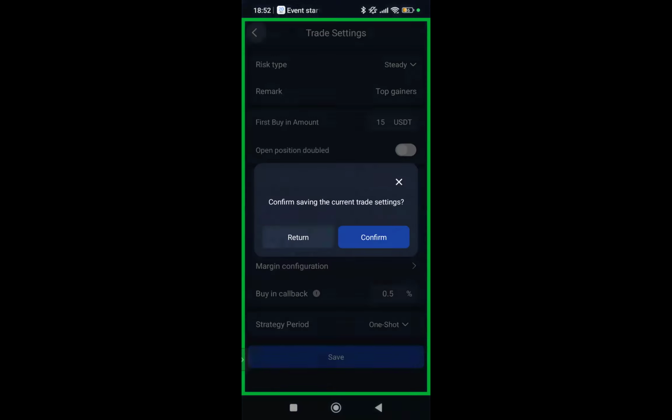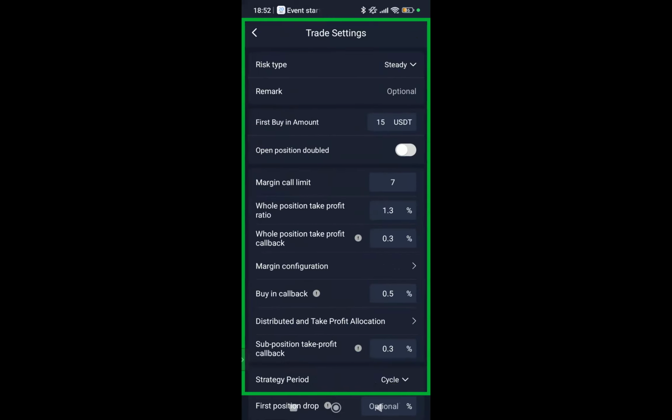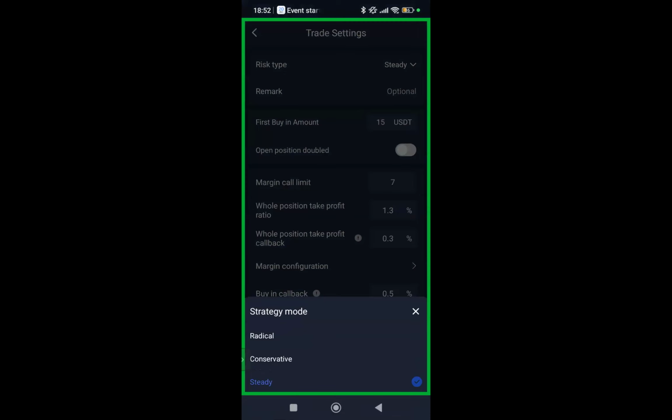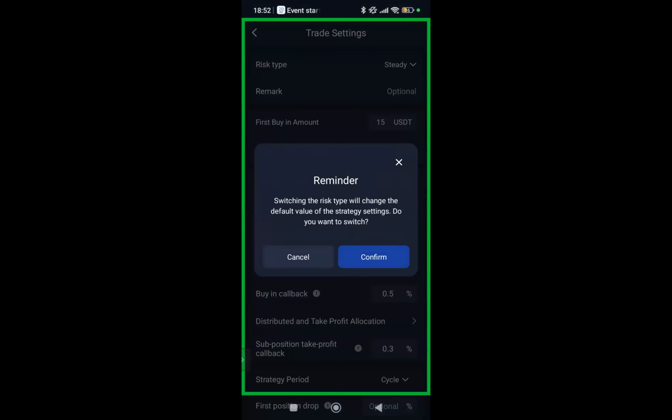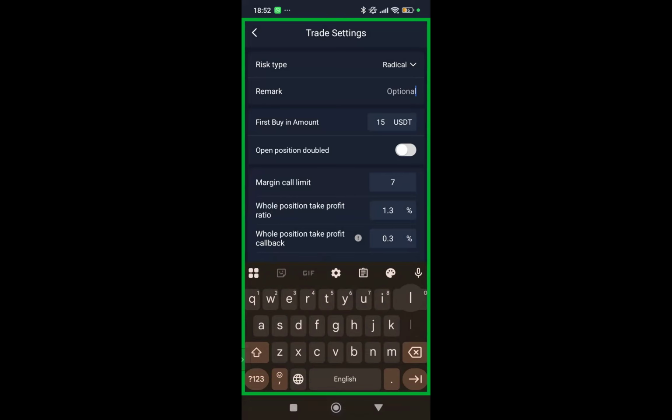For $100, you use what we call low capital settings. So let's just set up a low capital setting for you. So click on the top right. You can put the risk type as whatever you want. If you want to put it as radical, feel free. Then on the remark section, I want you to type low capital settings.